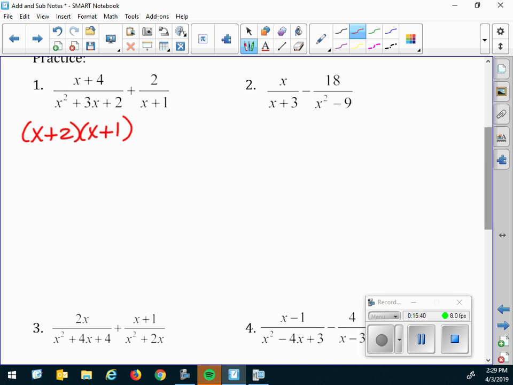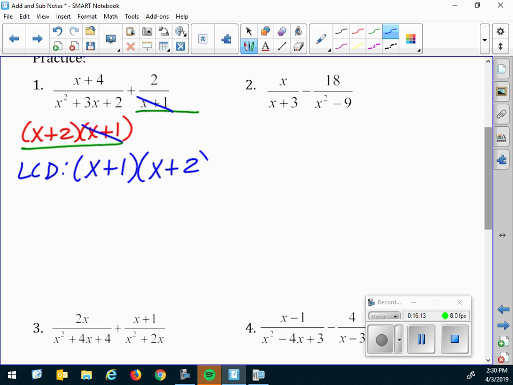Okay, so here's what I want you to do. I want you to write least common denominator. What's common between this and this? X plus 1. Right? What's left over? Ladies and gentlemen, that's your common denominator.